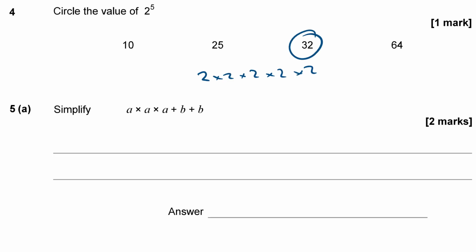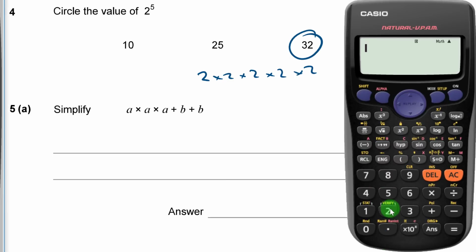Okay, alternatively, you could pull up a calculator and type in 2 and use the power button, which is this one, and put in 2 to the power of 5. Either way, you're going to get 32.